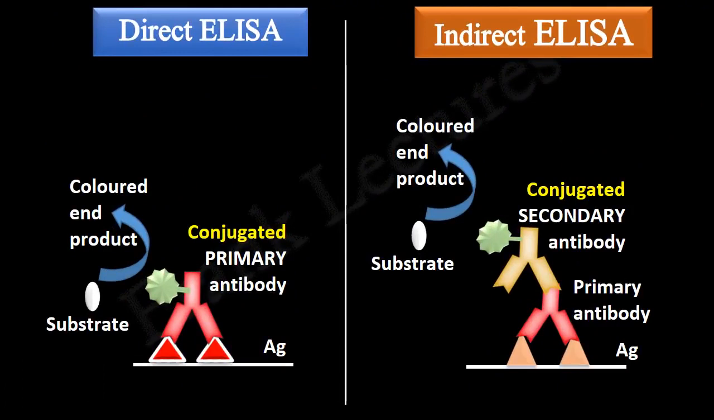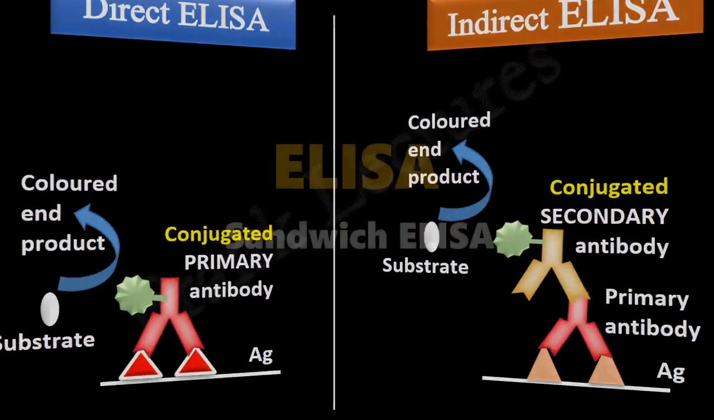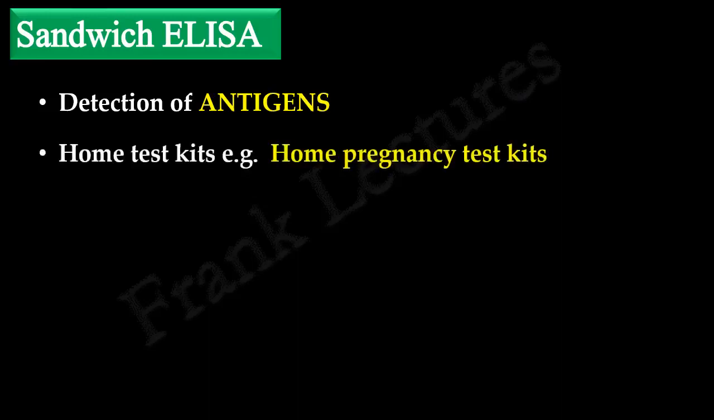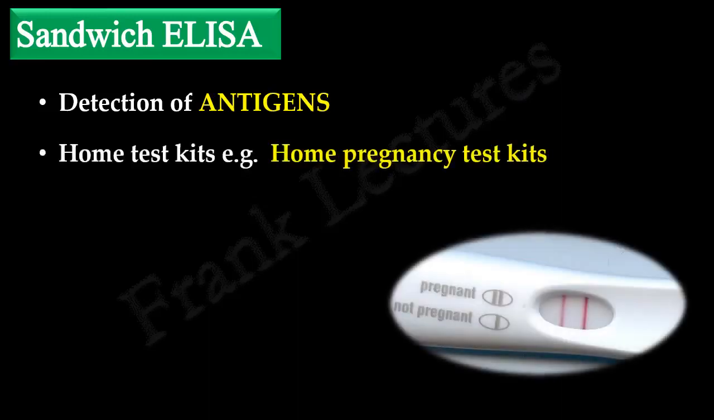Direct and indirect ELISA. I hope you now understand the basic difference between these two types of ELISA. Today we will study the most commonly used format of ELISA, which is sandwich ELISA. Sandwich ELISA is used for the detection of antigens. The most popular application of sandwich ELISA is point-of-care testing and home test kits such as home pregnancy test kits.